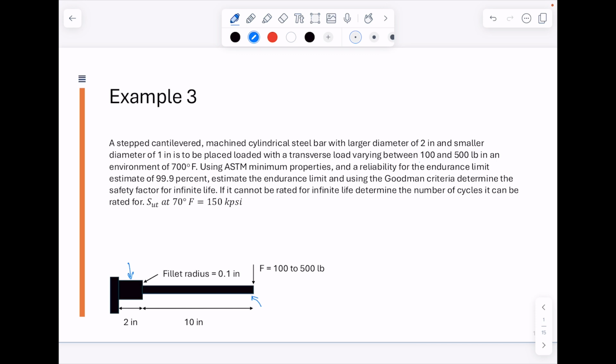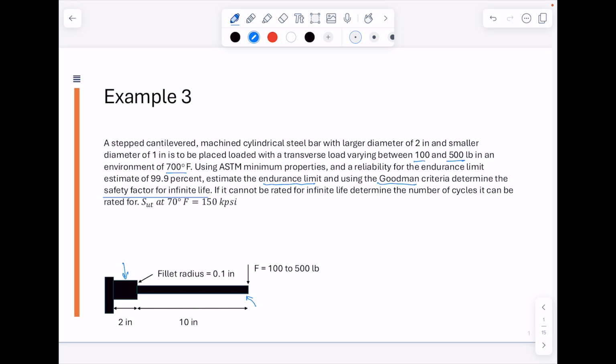It's to be placed in a situation loaded with a transverse load varying between 100 and 500 pounds in an environment of 700 degrees Fahrenheit, using ASTM minimum properties and a reliability for the endurance limit estimate of 99.9%. We need to estimate the endurance limit, and using the Goodman criteria, determine the safety factor for infinite life. If we can't rate this for an infinite life, we need to determine the number of cycles that we could safely rate it for. We know that the ultimate strength at room temperature is 150 kpsi.